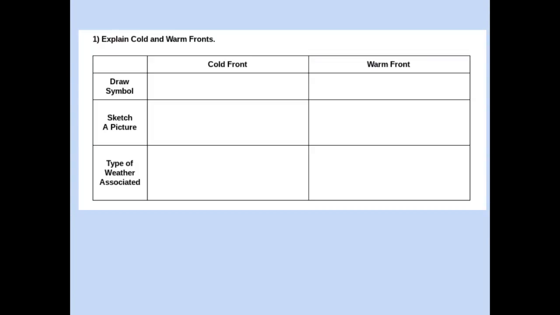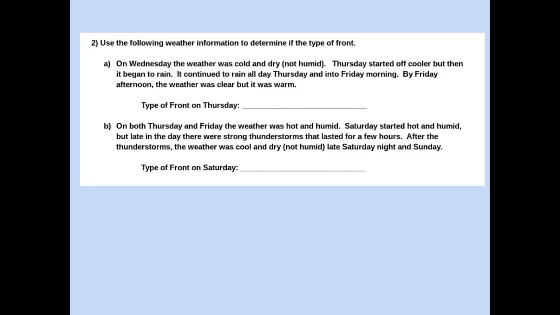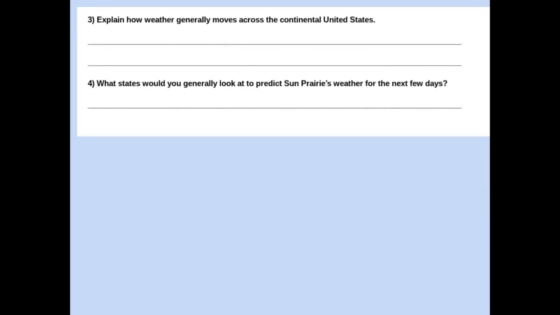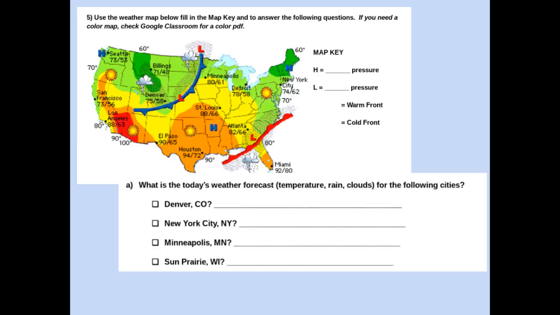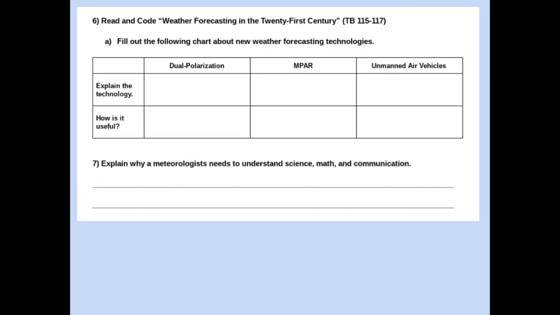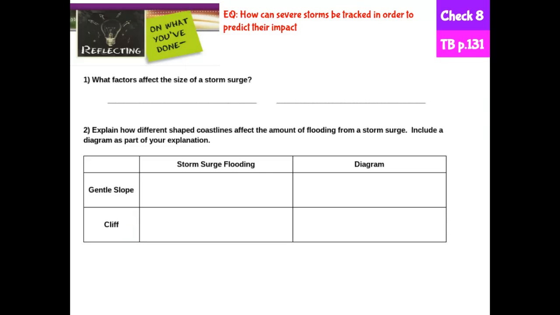Looking way back to Lesson 3's Check for Understanding, I'm going to flip through these slides really quick just to make sure that you have the information. We did cold and warm fronts, and then little story problems with cold and warm fronts. Weather generally moves west to east, and if you're looking at states for sunny weather for the next few days, you would look to places like Minnesota, Iowa, the Dakotas, and Nebraska. Looking at the weather maps, we talked about this last week. And then weather forecasting. Today we're going to be doing Lesson 8's Check for Understanding.